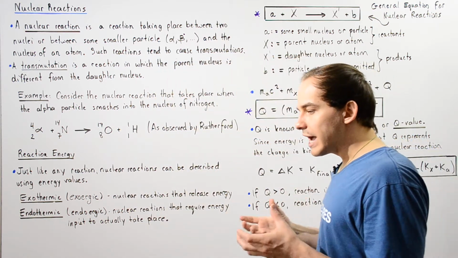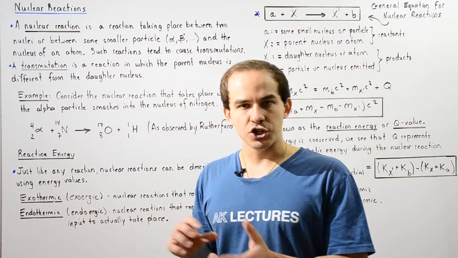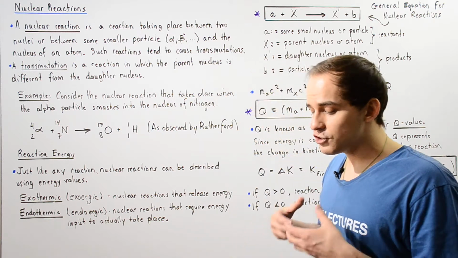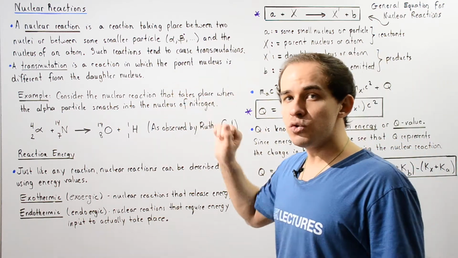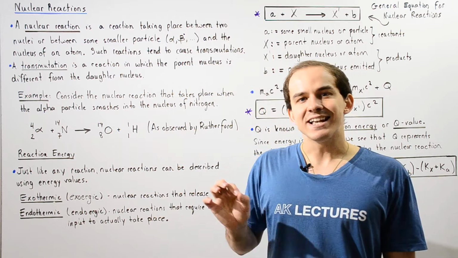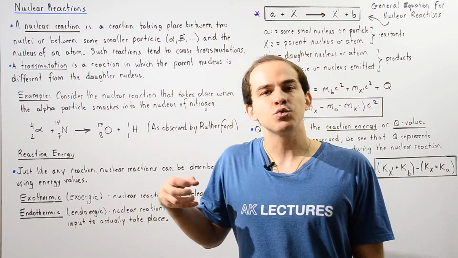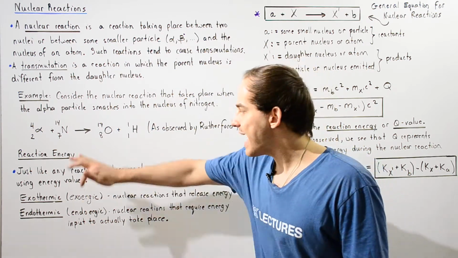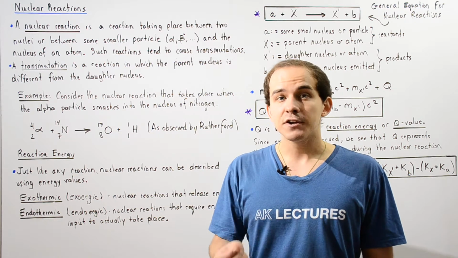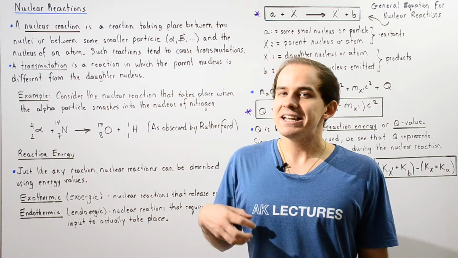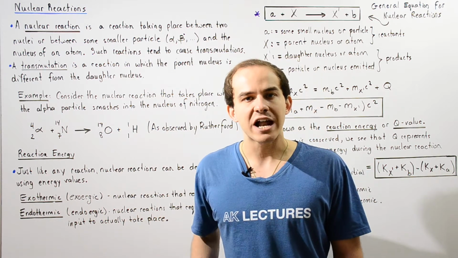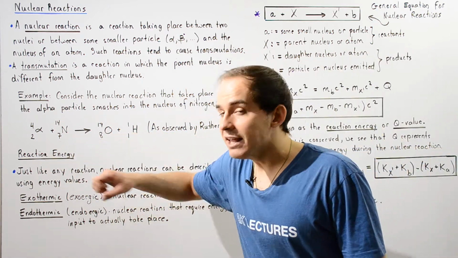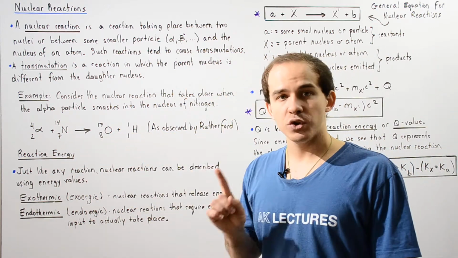Now, just like we can describe the change in energies of the reactants and the products in any reaction, we can also describe the change in energy that takes place inside nuclear reactions. If energy is released as a result of our nuclear reaction, such a reaction is known as an exothermic or exoergic reaction. However, if an energy input is required for the nuclear reaction to take place, such a reaction is called an endothermic or endoergic reaction.